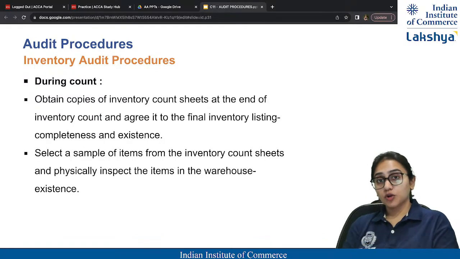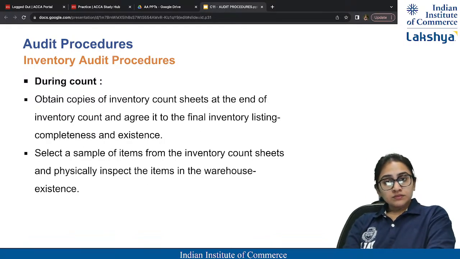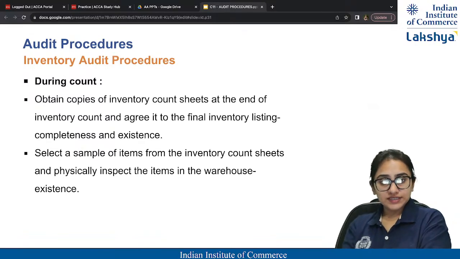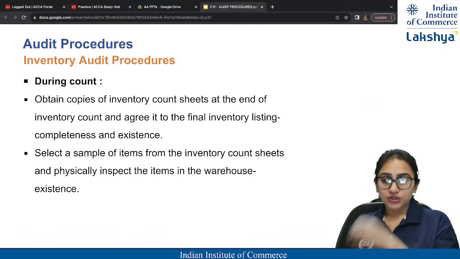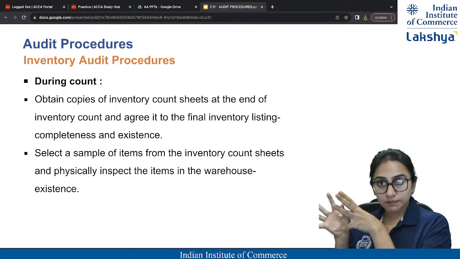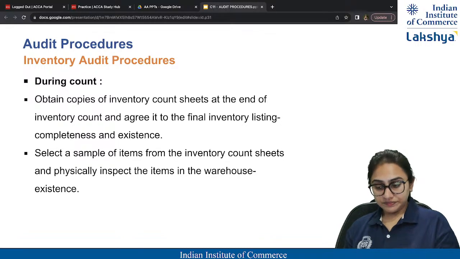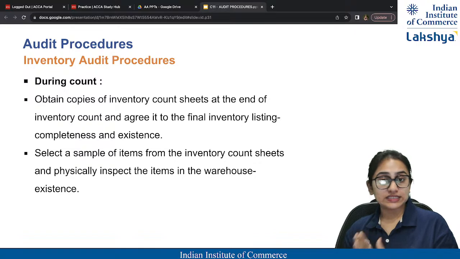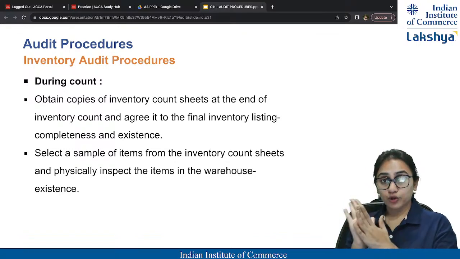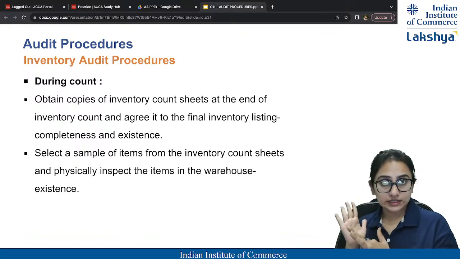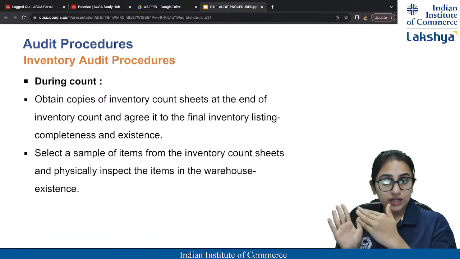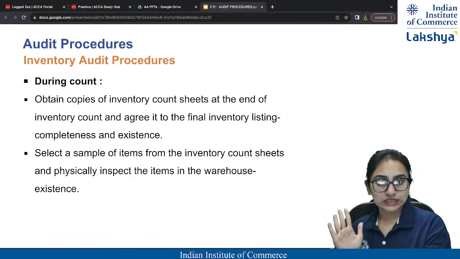Then during the count, what will you do? During the count, the real work takes place. There are inventory count sheets. On the count sheets, you have to mark what portion of the warehouse you have already counted. So you can obtain copies of the inventory count sheets at the end of the inventory count and agree them to the final inventory listing for completeness and existence, to make sure that you're following the count instructions and really applying them there.